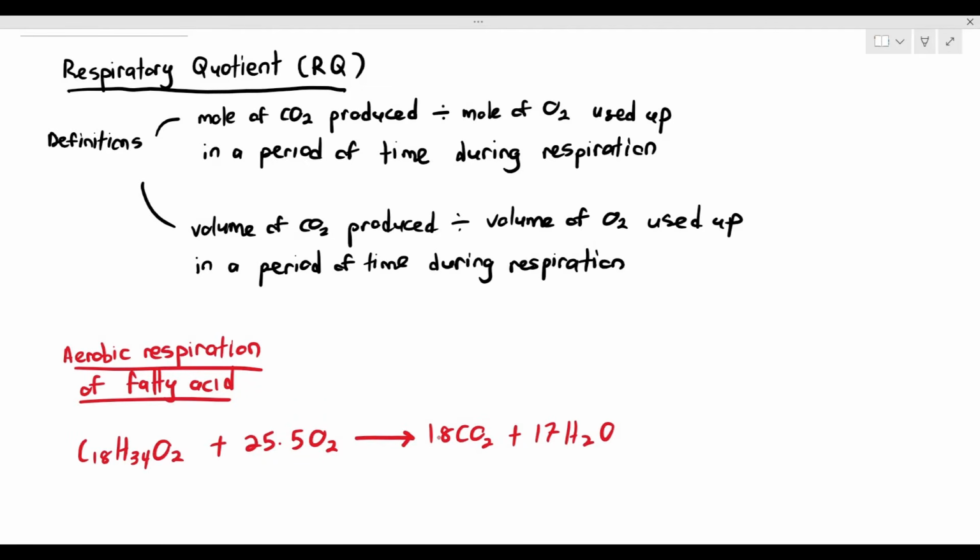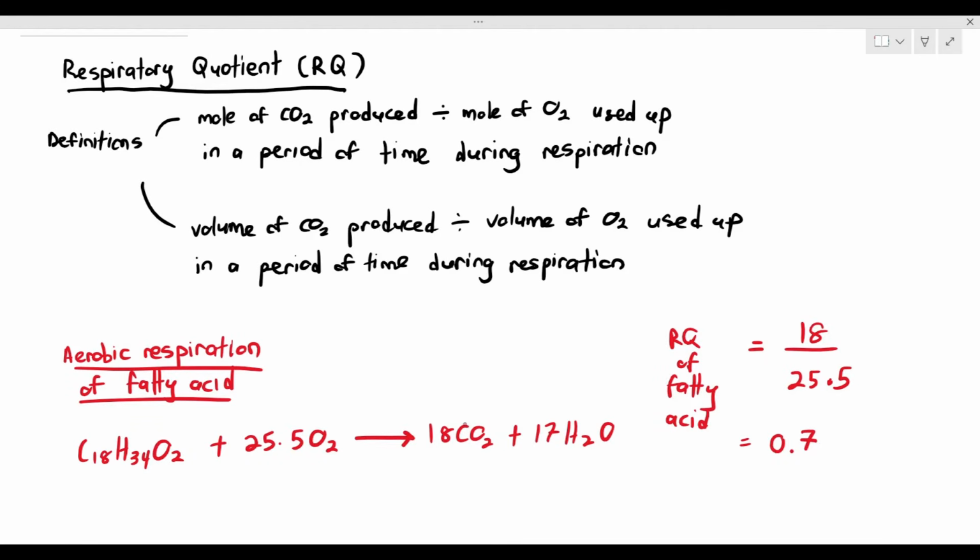By the way, you do not need to memorize the chemical formula. They will usually give you the chemical formula, and they may just ask you to balance the chemical equation. Certain exam questions would do that. So the RQ of fatty acid in this case is 18 moles of carbon dioxide produced, so 18 is the numerator, and 25.5 moles of oxygen would be the denominator, and therefore 18 divided by 25.5 is around 0.7.